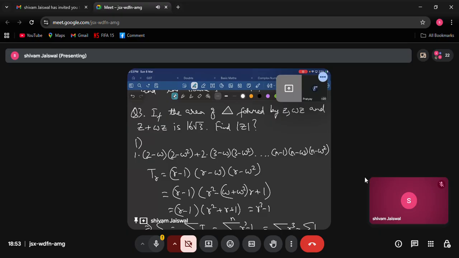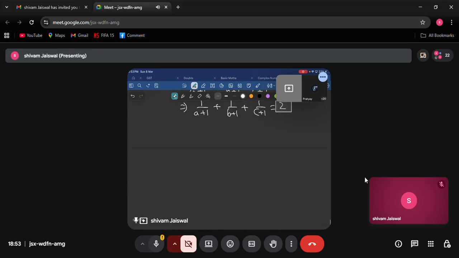So let us start. Z, omega Z and Z plus omega Z are given to us. Z is multiplied by a complex number omega. What is the amplitude of omega? 120 degrees, right? So let us say this is Z and this is omega Z. Then this angle is 120 degrees. So what is Z plus omega Z? Z plus omega Z is this one.